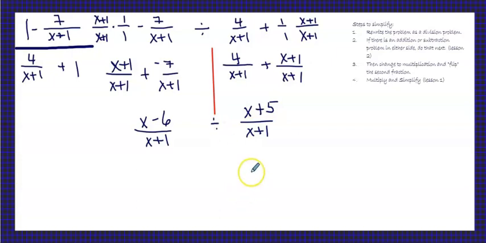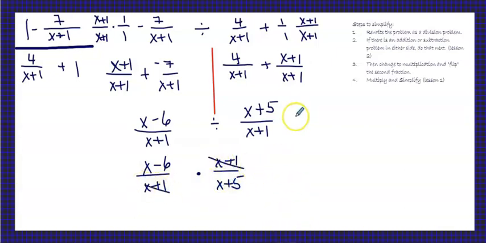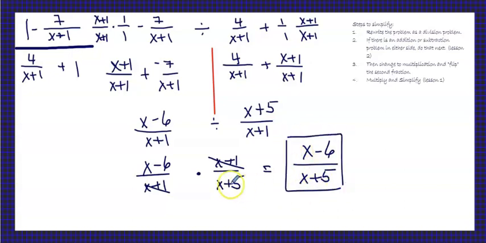So I'm still in division here. Now I need to change it to multiplication. All right, so x minus 6 over x plus 1 times x plus 1 over x plus 5. My x plus 1s can cancel, and my answer is x minus 6 over x plus 5. So keep these separate until you have a fraction and a fraction.